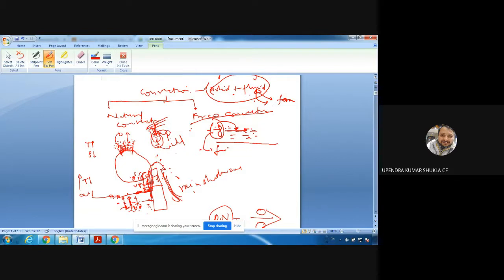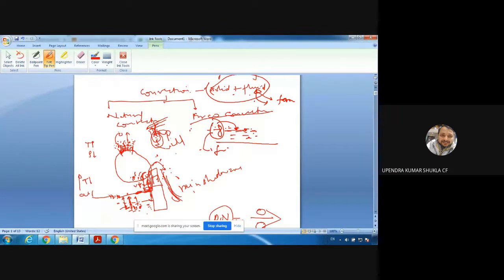Now I am discussing this topic quite late because I believe that this will require some knowledge of fluid mechanics, and you have studied fluid mechanics so far. So you will find it easier to understand now.